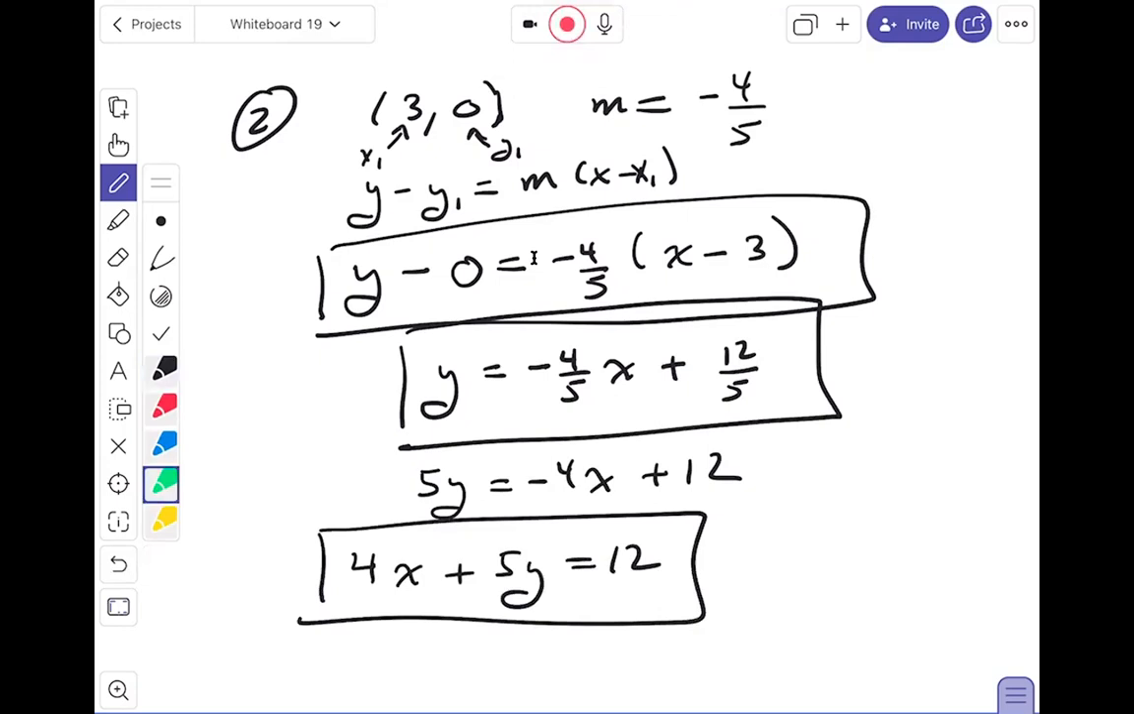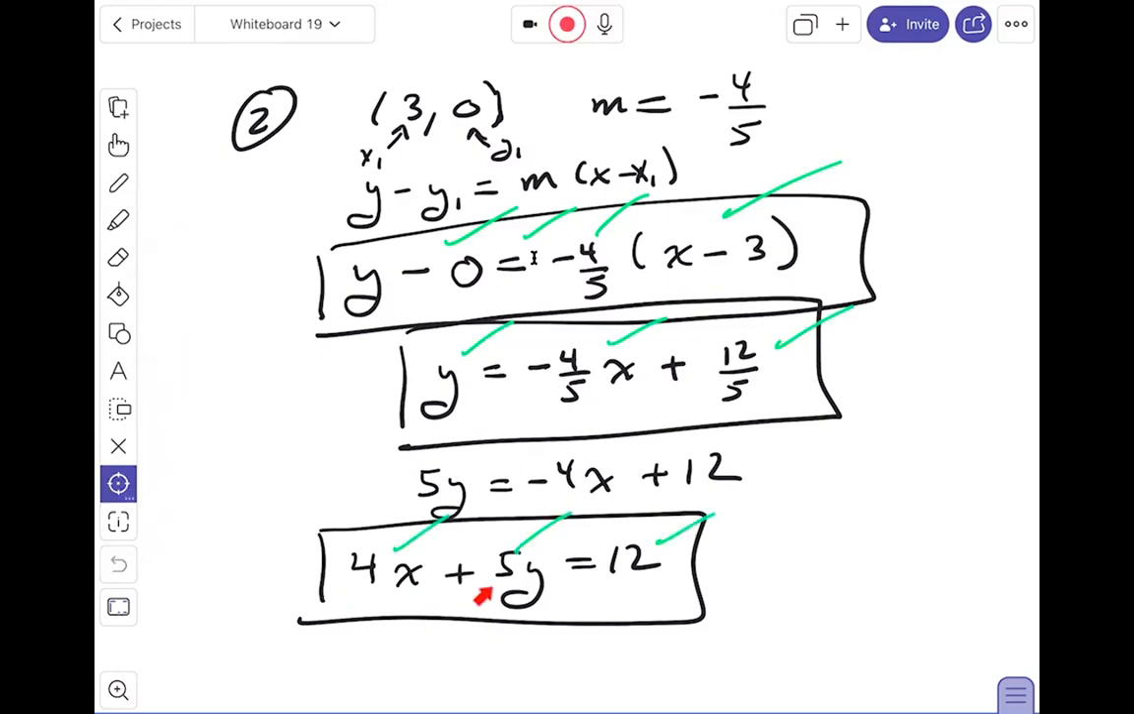Let me get my answer. Okay, see how it looks. So we got the first answer. Y minus 0. Gee, I got that. Equals minus 4/5 X minus 3. Let's see if we got this one. Y equals minus 4/5 X plus 12/5. What's the last one? 4x plus 5y equals 12. They mention the names of these things over here. Standard form, slope-intercept form, point-slope form. Study the notes. You'll learn from it.